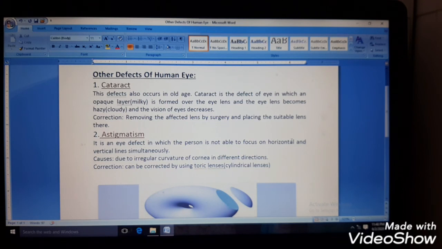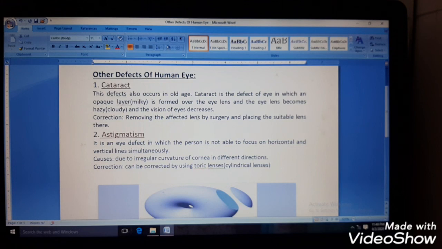The first one is cataract. What is cataract? You might have heard that sometimes it is visible in some old age people that there is a cloud on their eyelids, and sometimes it is visible on the iris also. So cataract is that defect of the eye in which an opaque layer is formed over the eye lens and the lens becomes cloudy and the vision of the eye decreases. The person is not able to see.